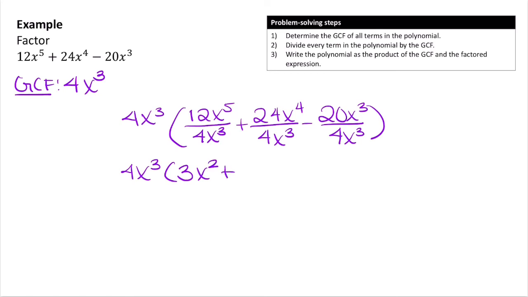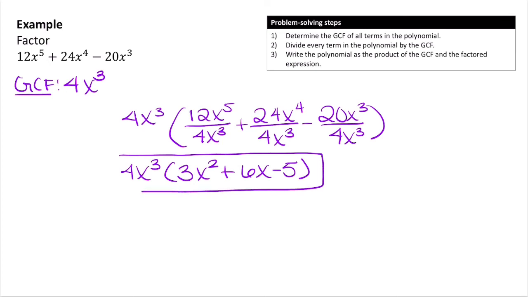Plus 24 divided by 4 is 6. x to the 4th over x to the 3rd is going to be x to the 1 that I can just write as an x. And then minus 20 over 4 is 5. x cubed over x cubed, those two terms will just cancel, or you can think about it as x to the 0, which is just 1. So this is going to be the fully factored form of this expression.